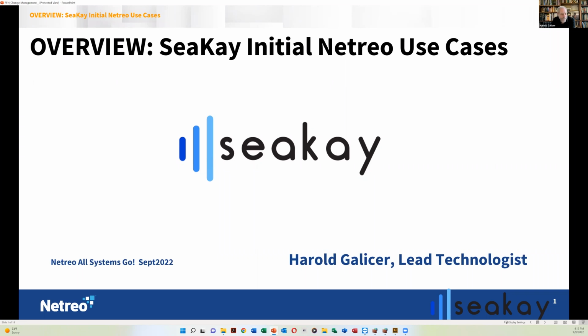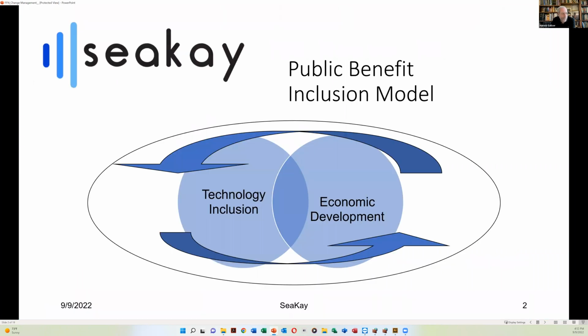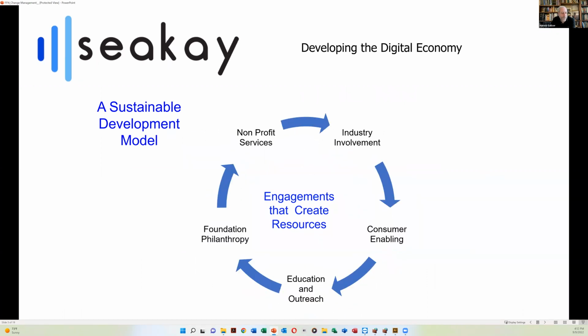First, a little bit about SeaKay. SeaKay is a public benefit nonprofit corporation focusing on technology solutions. We like to combine technology inclusion and economic development. We are targeted at underserved and unserved communities, and in helping corporations basically contribute to society. We generally create engagement models that bring industry involvement, public sector players, and education and outreach activities to basically come up with solutions that benefit the economy.